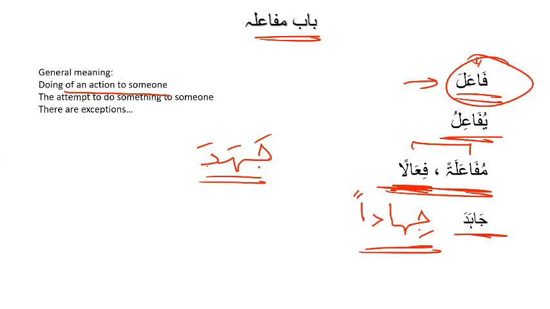Jihad is where you struggle against, like there's a jihad against one's own nafs. You're struggling against your own inner desires. Or jihad is also where you struggle against another party, another army. So this bab involves a struggle against something else. An attempt to do something to someone, an action that involves yourself and somebody else or another party. All right. So this is bab mufa'ala, and the way you recognize this is that in the past tense, that additional alif comes after the fa.